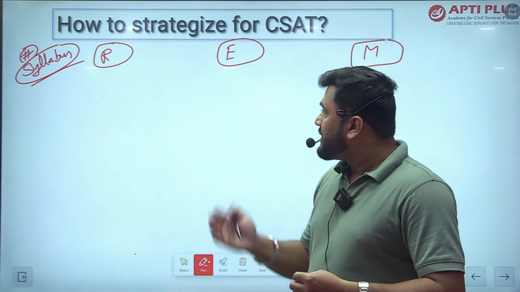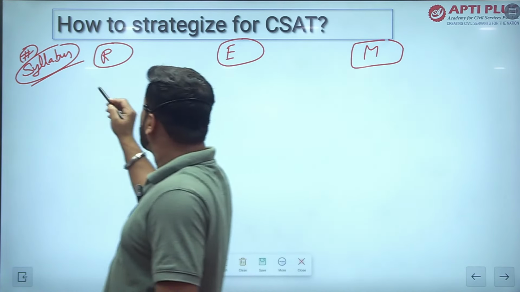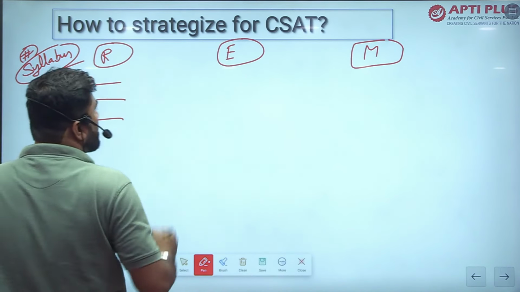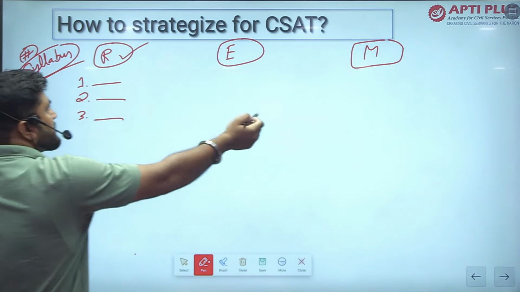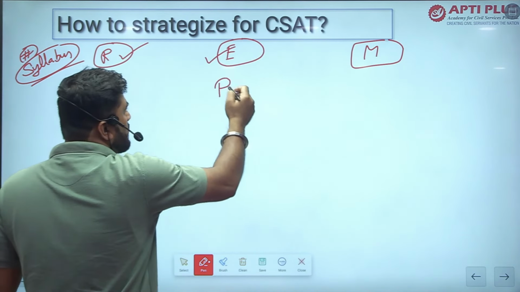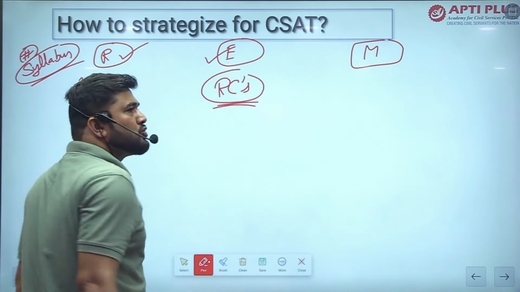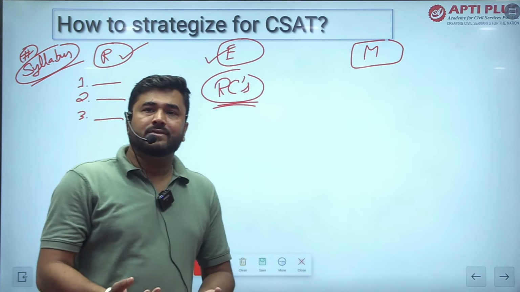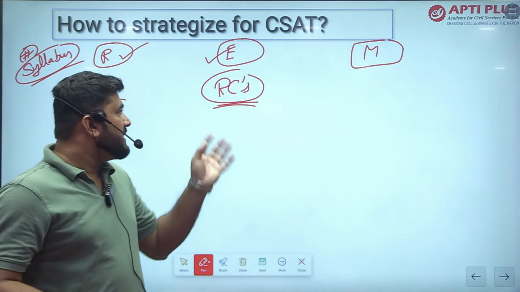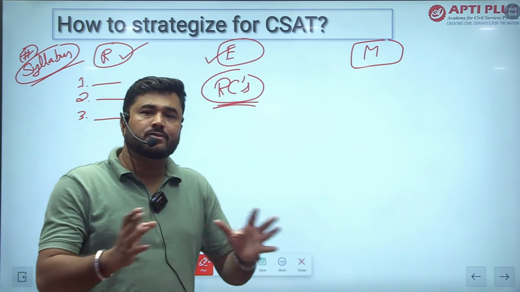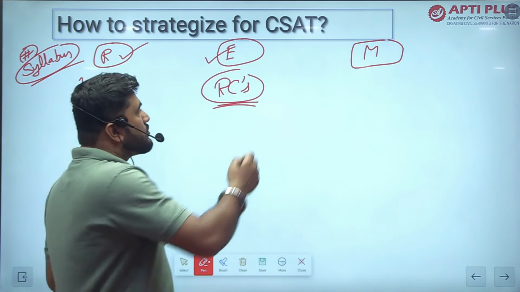So first of all, make a chapter list, a tabular chapter list of all the chapters coming in your syllabus in the reasoning section. In English, you will only get the RCs, the reading comprehensions. There is not so much variation in English, and I have said earlier also that in English you don't have to read all the grammar or vocab. There is no need to do that. You just need to solve the RCs.